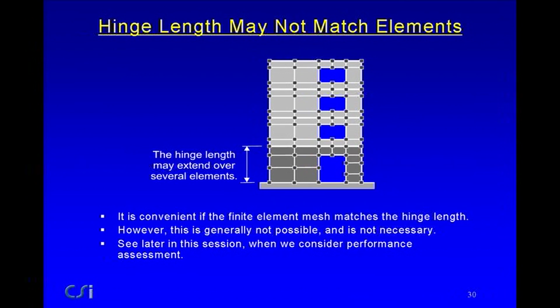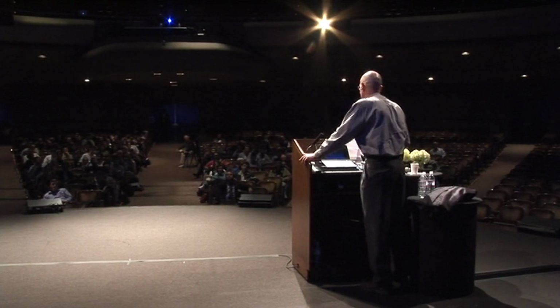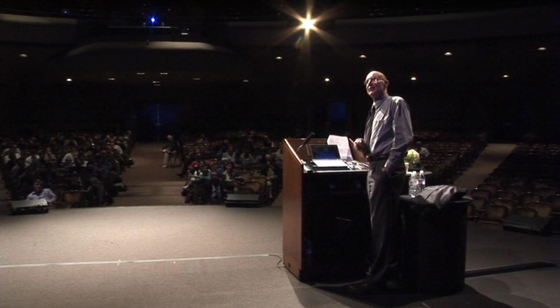Another problem is that the hinge length that is specified may not match the elements. Now, this is not necessarily a good mesh, but it is just an example. If the hinge length was a story height, this could extend over several elements. And I'm going to talk about an aspect which is rather important: as you refine the mesh, you don't necessarily get a better result. You may tend to get a worse result. I'll come to this in just a moment.